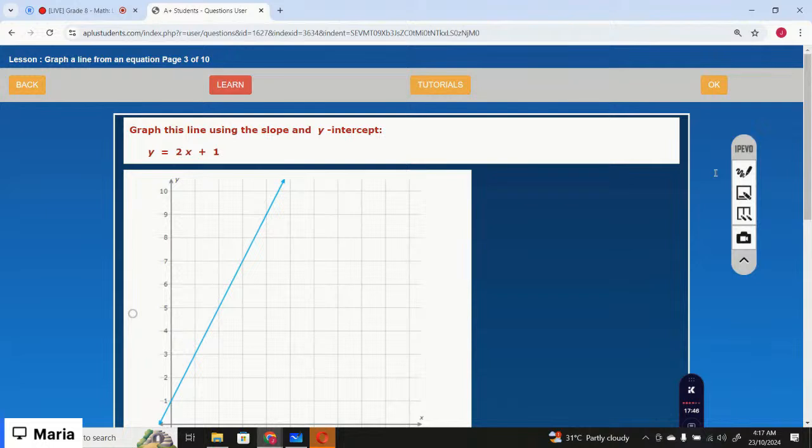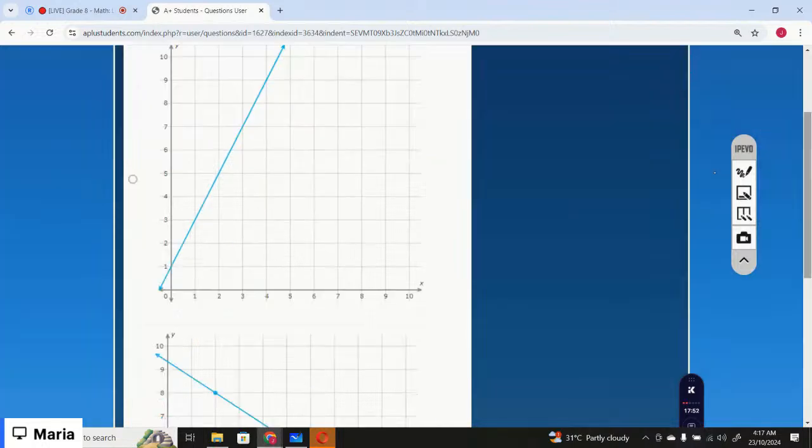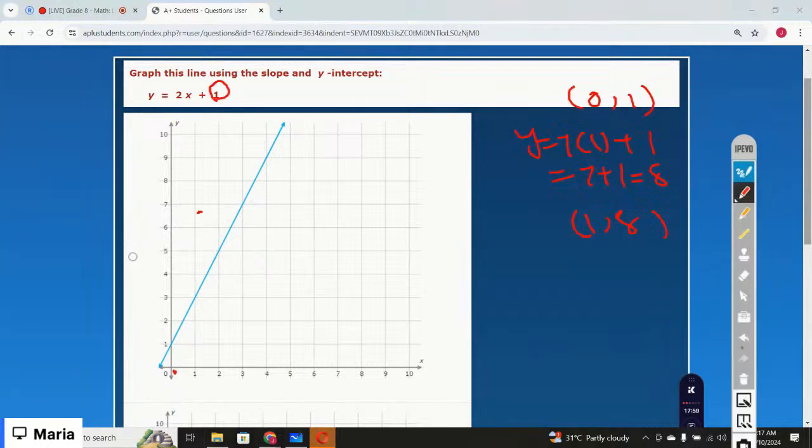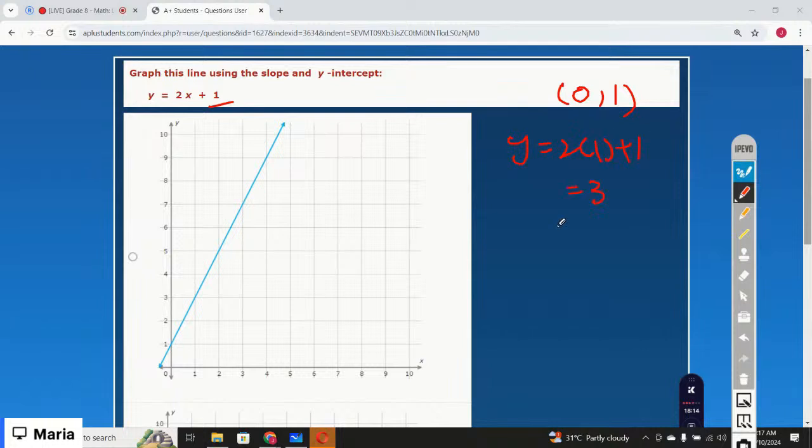Okay, graph the line using the slope and the y-intercept. So that is y equals 2x plus 1. So the y-intercept is x is 0, y is 1, right? Because the y-intercept is 1. And the other point is 2 times 1 plus 1. That is 3. So x is 1, y is 3. You have 2 points. Here you have 0 and 1. x is 1 and y is 3. Got it?